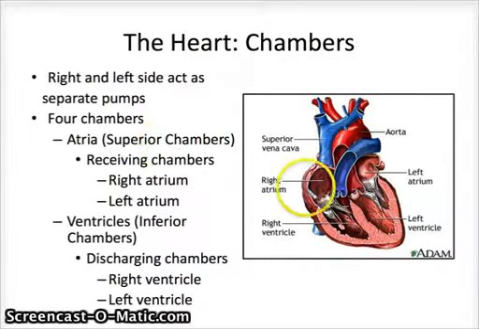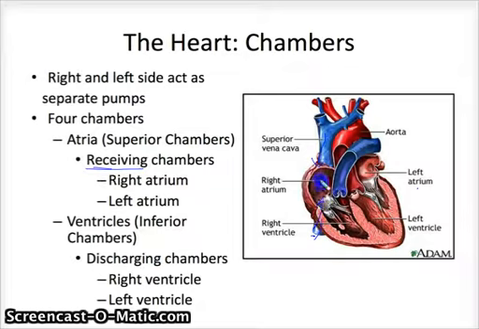Now, the atria are the superior chambers. So we have the right atrium here, left atrium here, and then you have the ventricles, which are the inferior. Now, the atria are what receive the blood. So literally, you see the superior vena cava sending blood in here. You get just a peek at the inferior vena cava. That's sending blood in here.